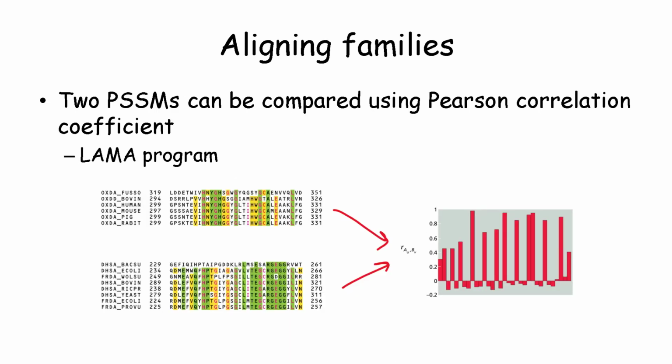A similar comparison can also be done with position-specific scoring matrices. A simple correlation measure between PSSM frequencies in each column can help identify the positions in the protein family profiles that are highly similar.